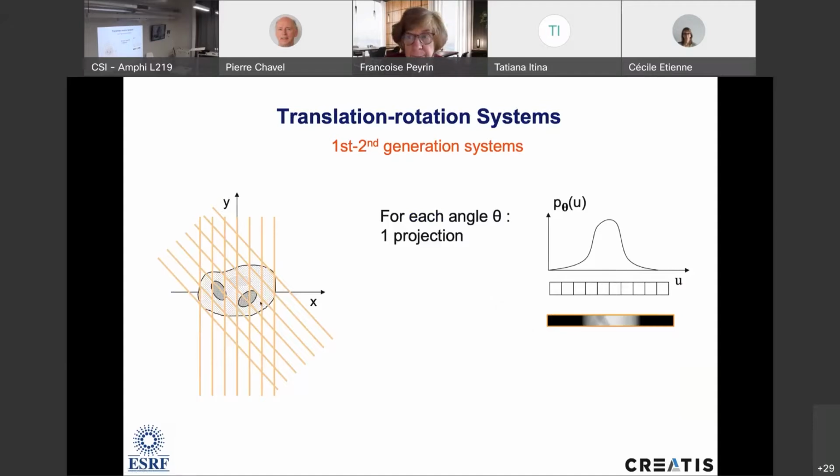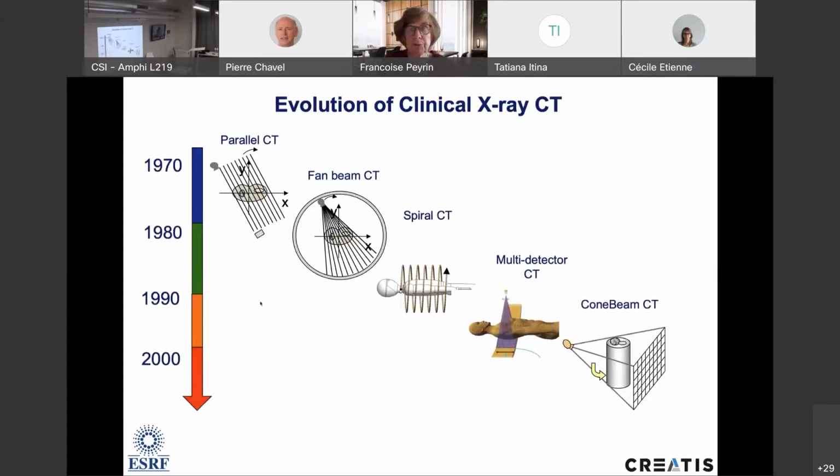The system that I described, the translation rotation system, is also known as parallel CT, and this was the principle of the very first X-ray CT system in the 70s. It was the first time we could obtain a slice of the section, so it was very important. But it was quite long, and then there have been many improvements in the technique to improve acquisition time, image quality, and so on.